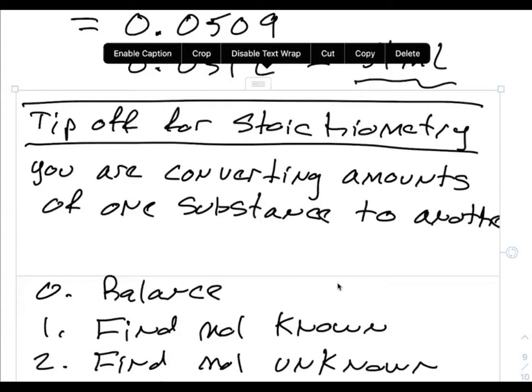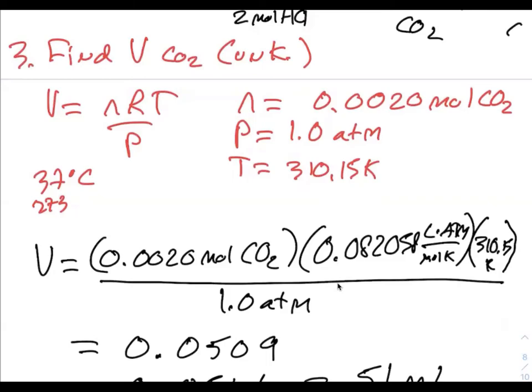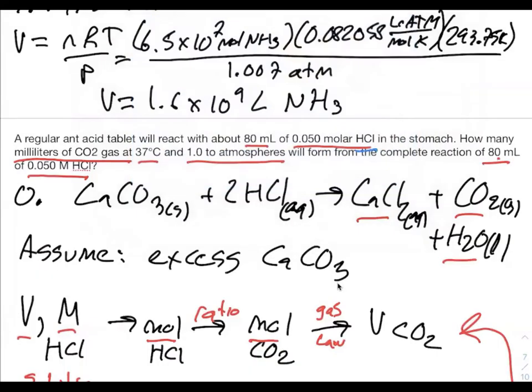Here's the tip-off for stoichiometry: you're converting amounts. You're going from one substance to another. So let's go back for a second and look. Over in this problem, we were going from HCl to CO2, right? We were going from quantities of one thing to quantities of another. That tells me it's stoichiometry.